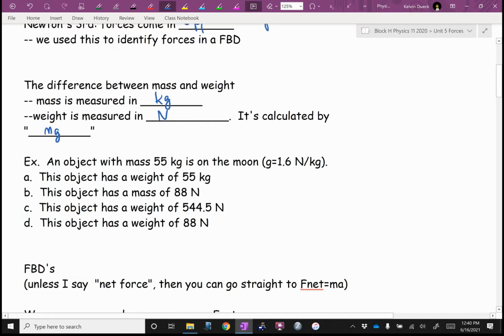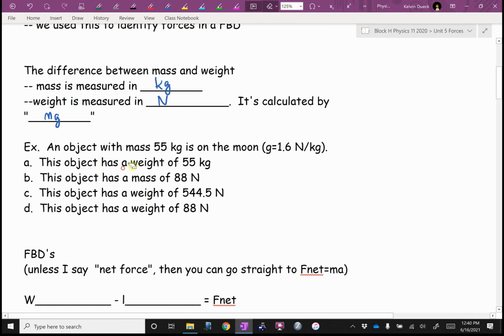Okay? Oh, here's a good multiple choice question. An object with a mass 55 kilograms is on the moon. Which of these statements is correct? A, the object has a weight of 55 kilograms. B, the object has a mass of 88 newtons. C, the object has a weight of 544.5 newtons. Or D, the object has a weight of 88 newtons. Which of those can you reject right away as this must be wrong?